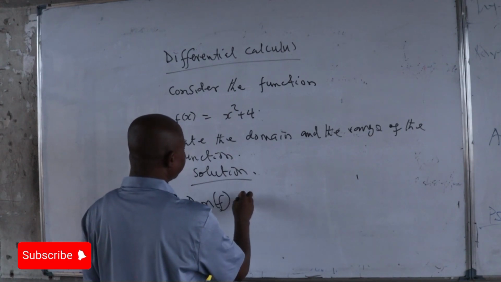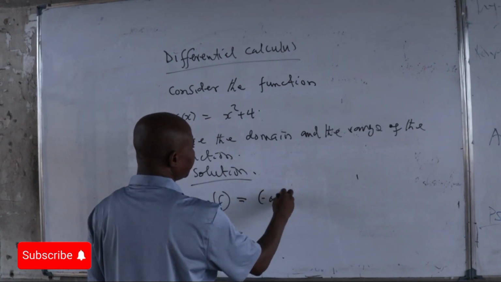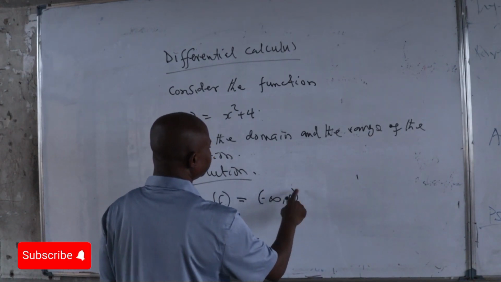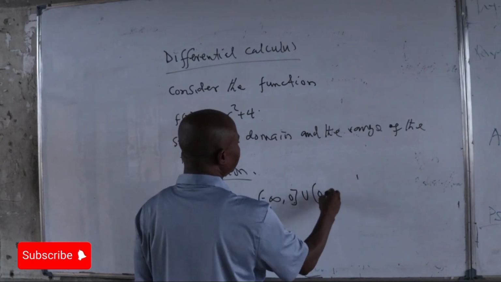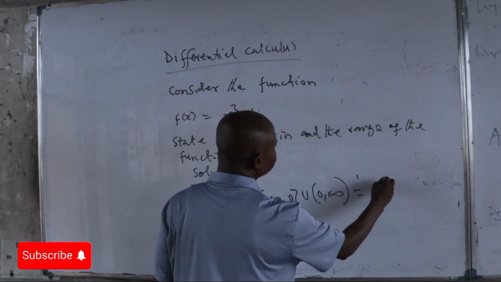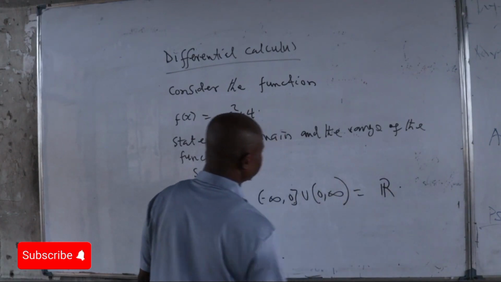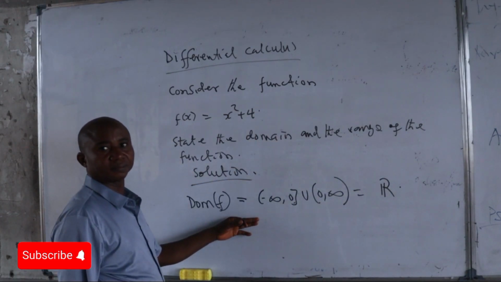So the domain of f is nothing but from negative infinity to 0 union 0 to positive infinity, which is precisely the set of real numbers. So this is the domain of this function.